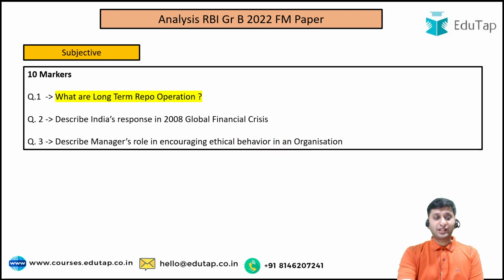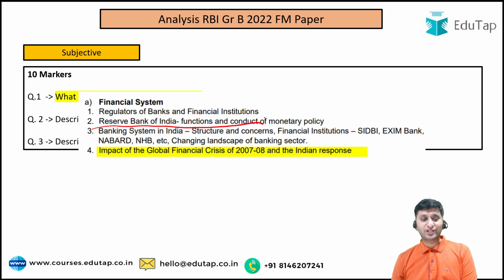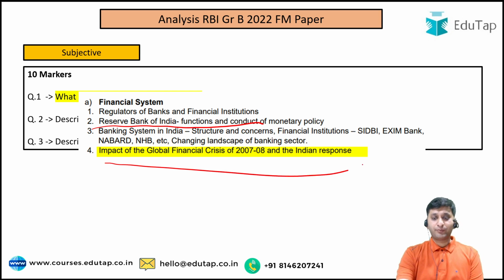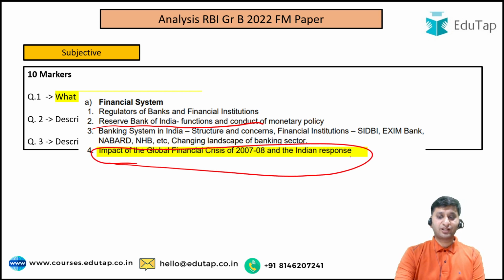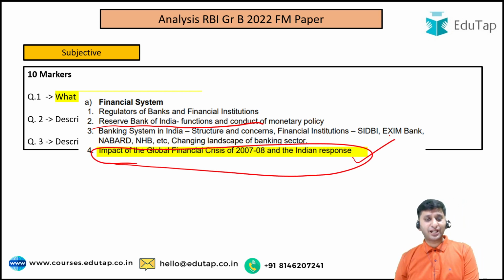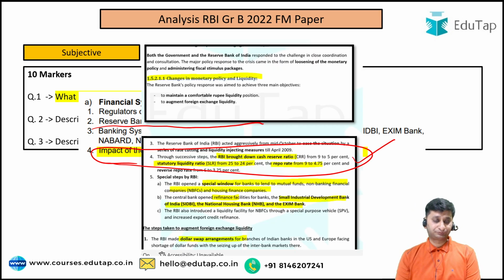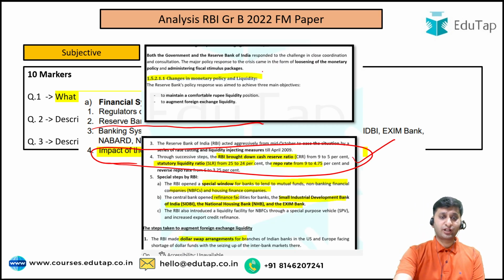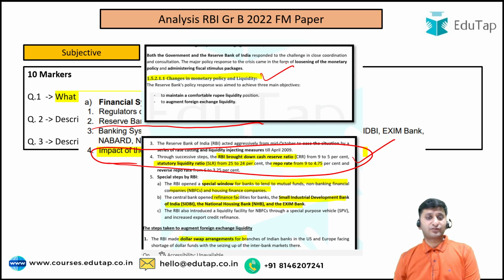Now if you see the second question, India's response to 2008 global financial crisis, this is directly from the syllabus tag: impact of global financial crisis and India's response to it. So this was a pretty direct question, and it was covered in your course also: changes in monetary policy and liquidity, that is the steps taken by RBI as part of India's response and steps taken by government as part of India's response. So that has been very well elaborated here.